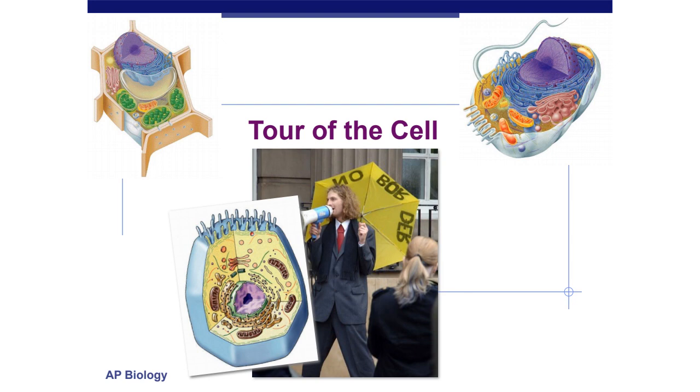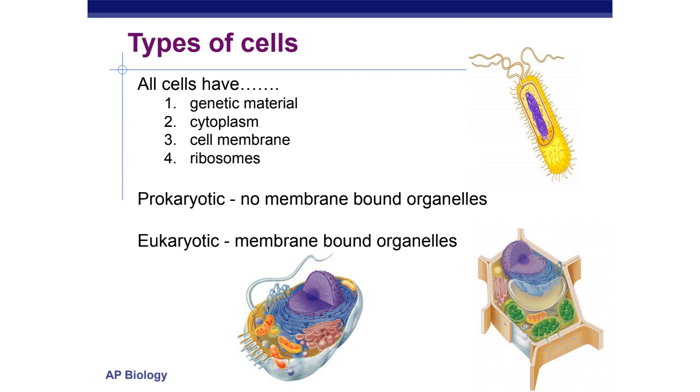Okay, so now let's shift to a little bit of cell review. We're going to look at different types of cells as well as parts of the cell. Okay, so we have two basic types of cells, prokaryotic and eukaryotic. Prokaryotic cells have no membrane-bound organelles. A lot of times you see that as no nucleus, but in addition to no nucleus, they have no Golgi apparatus, no mitochondria, no vacuoles, no chloroplast. They have no membrane-bound organelles.